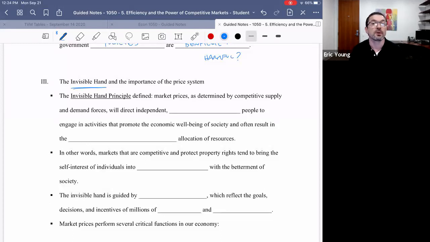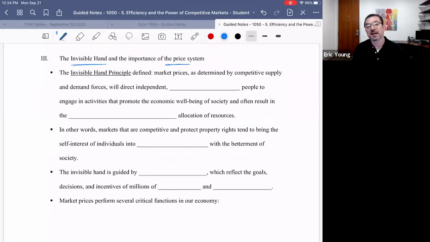One thing that I want you to be doing as you're going through these lectures is looking out in the real world for ways that the invisible hand, and especially the price system, moves resources around and nudges us from less efficient to more efficient outcomes. So the invisible hand, a really important idea.